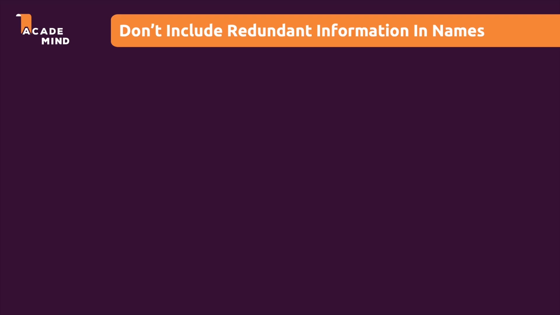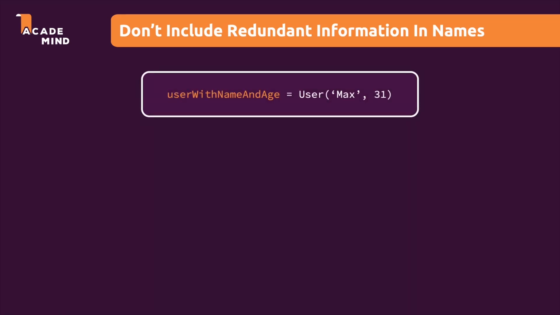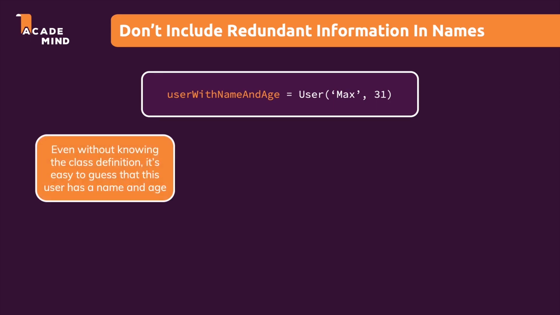Now here's one thing which I already mentioned, but it's really important. Don't include redundant information in names. User with name and age is pretty bad if you create a user like this, because it's kind of obvious what's in this user, and if we would want to stick with this pattern, we could come up with super long variable names if that user would not just have a name and an age, but maybe also hobbies, a role, a first and a last name, and so on. You get the point. So this is too specific.